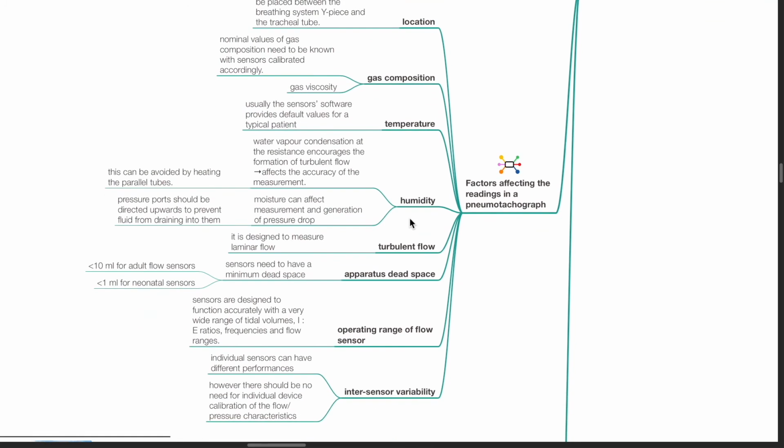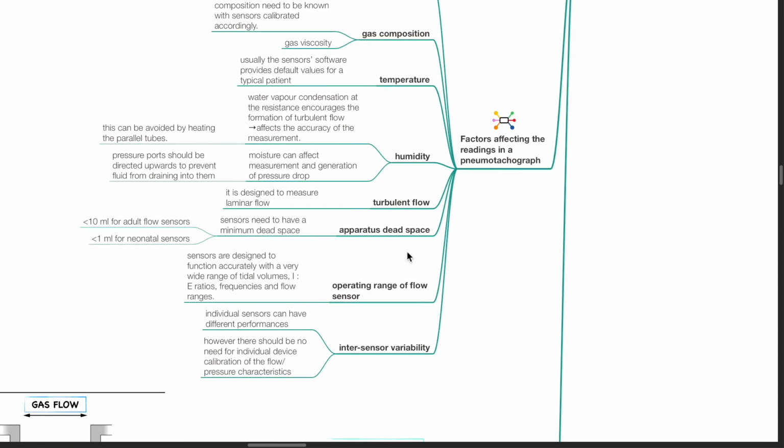Humidity: water vapor condensation at the resistance encourages the formation of turbulent flow, and this affects the accuracy of the measurement as it is designed to measure laminar flow. This can be avoided by heating the parallel tubes. Moisture can also affect measurement and generation of pressure drop. Pressure pots should be directed upwards to prevent fluid from draining into them.